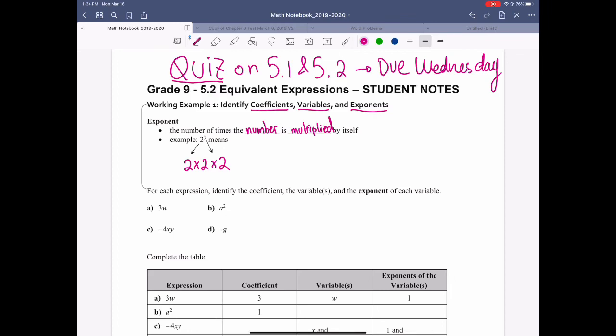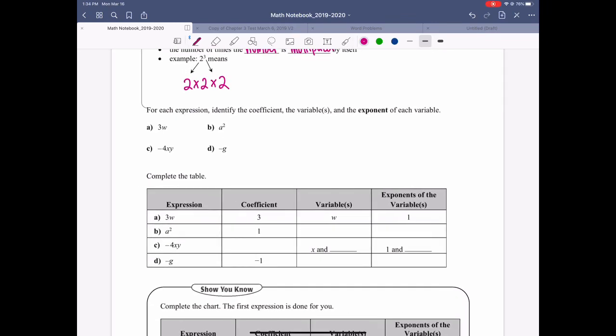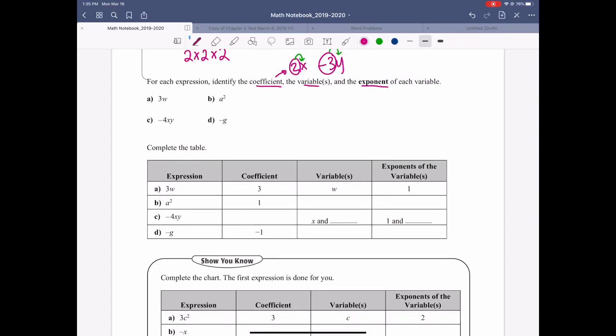All right. So the next question, they want you to identify the coefficient, variable, and the exponent. Coefficient is basically if I have 2x, 2 will be the coefficient because 2 is multiplied to this x. And if I have negative 3y, then negative 3, in this case, will be my coefficient to y, okay? I give you 4 examples here. I want you to fill out the table. What is the coefficient? What's the variable? What's the exponent of each?